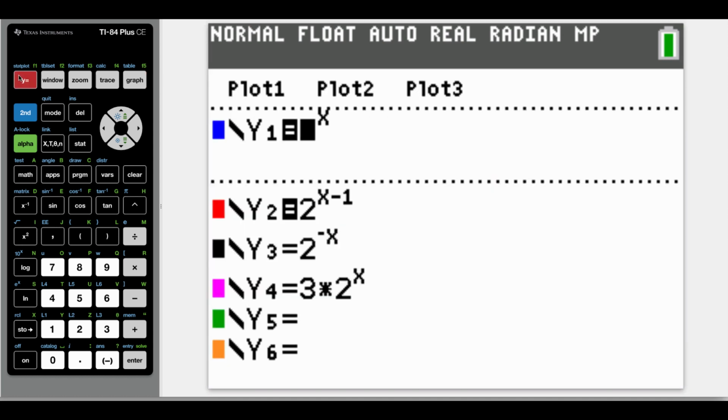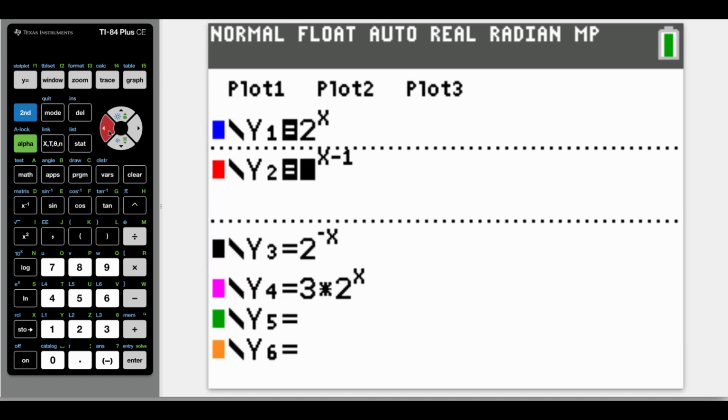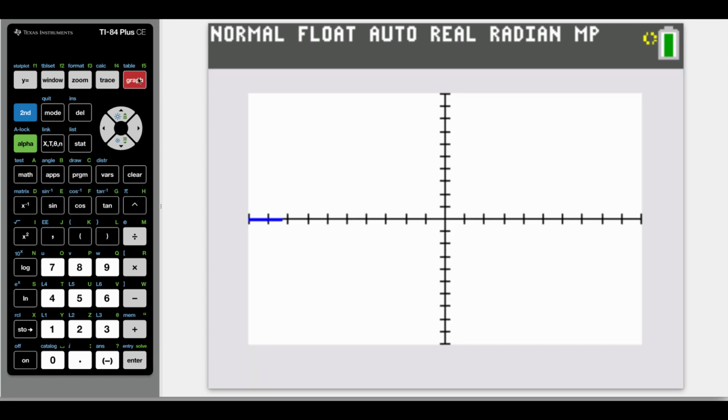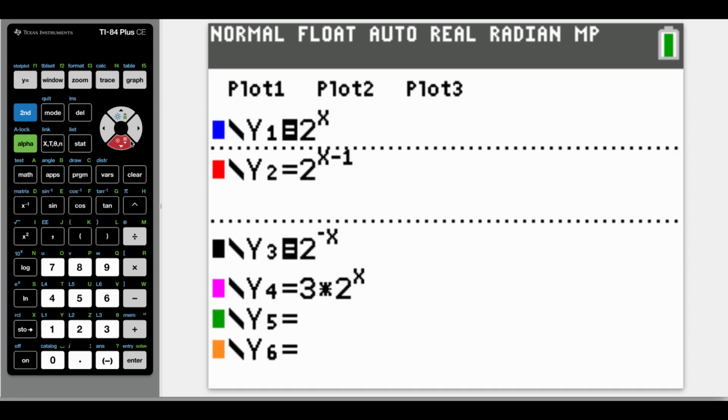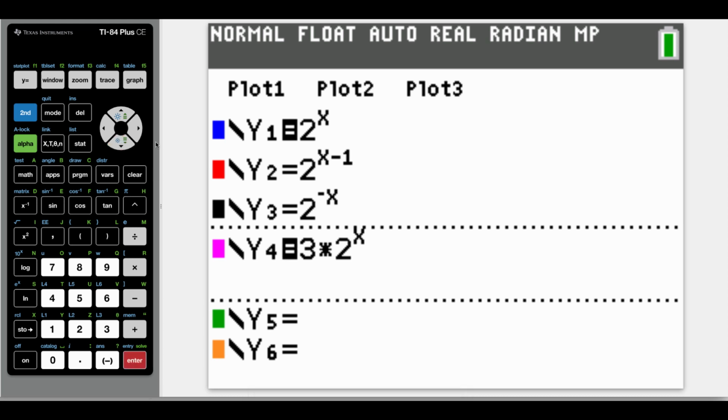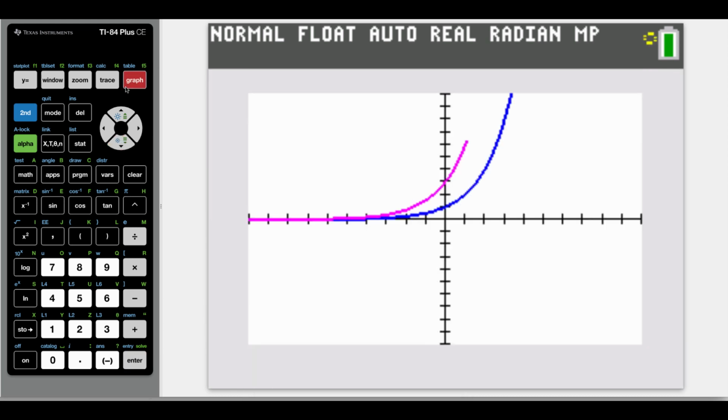Now I'm going to go back to my y equals, and I'm going to turn off the 2 to the x minus 1, and I'll turn on the 2 to the negative x, and I'll graph that out. And we said this one was going to be a y-axis reflection, so mirroring that 2 to the x blue graph over the y-axis. Then I'll go back to my y equals, I'll turn that one off, and I'll turn my last one on, that 3 times 2 to the x. And when I hit graph, we said this was going to be a vertical stretch by a factor of 3, so we can see that our pink graph is getting taller faster.